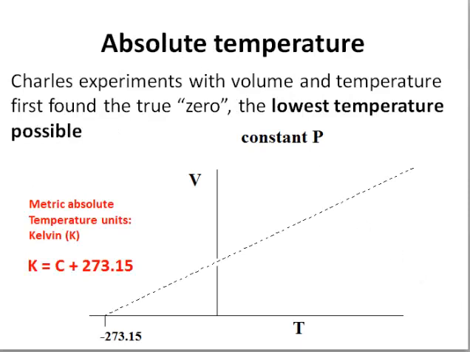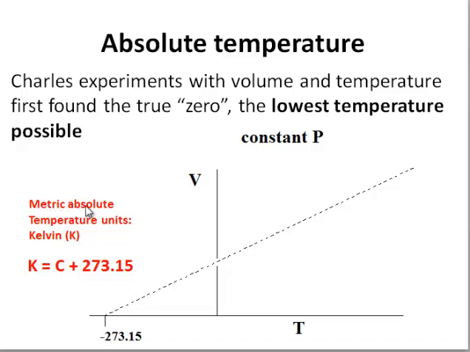It's important to understand what's meant by absolute temperature in this gas law. Charles' experiments with volume and temperature first found the true zero, the lowest temperature possible. He did that by plotting the volume of a gas at several temperatures and making a line which he extrapolated back to zero volume for the gas. He then predicted negative 273.15 Celsius would be the lowest possible temperature.